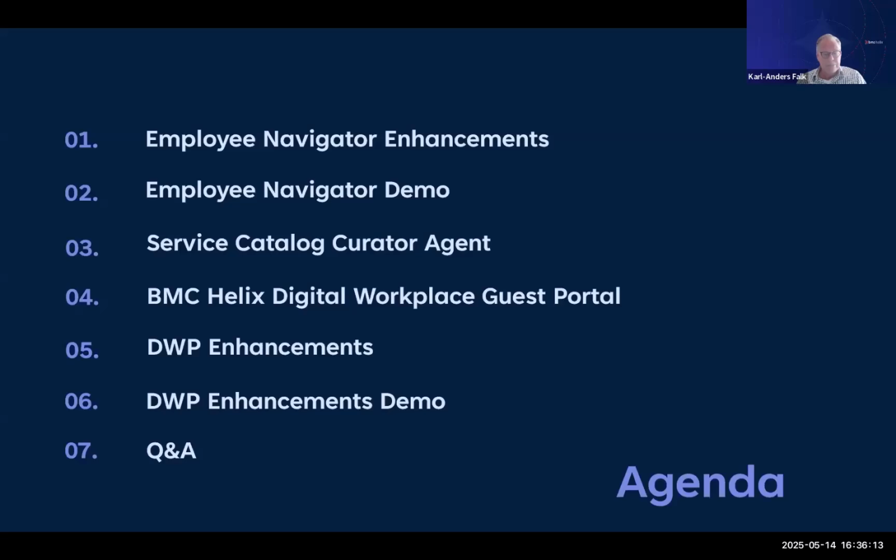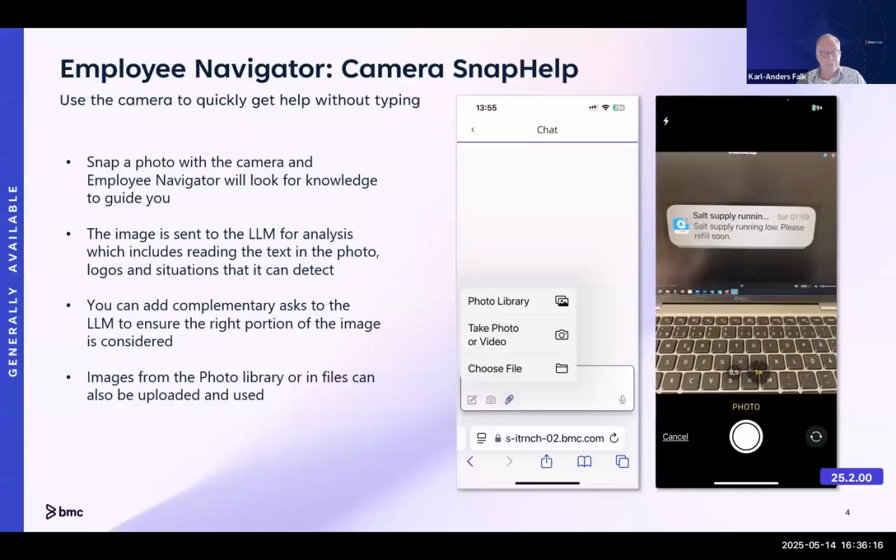So let me move to the first thing in Employee Navigator that we have added. The first thing is camera SnapHelp. If you remember in 25.1.01, we had added the ability to upload images. Specifically, we were demoing error messages, and it could retrieve knowledge if you uploaded an image. Now we have made it available so you can snap an image with the camera directly and then use that to get help. So that will be quite interesting.